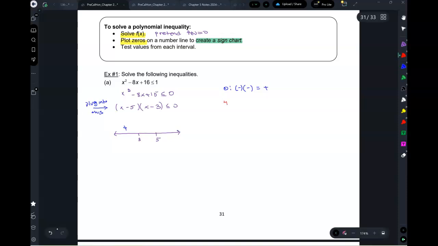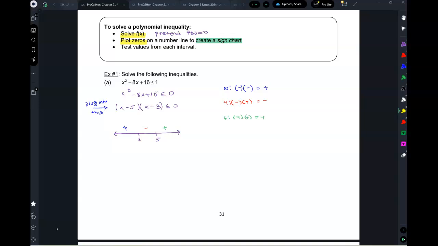Next, let's do 4. In the first parenthesis, I get negative. Then I get positive. So this is negative. Then let's do 6. Positive, positive, positive, positive.